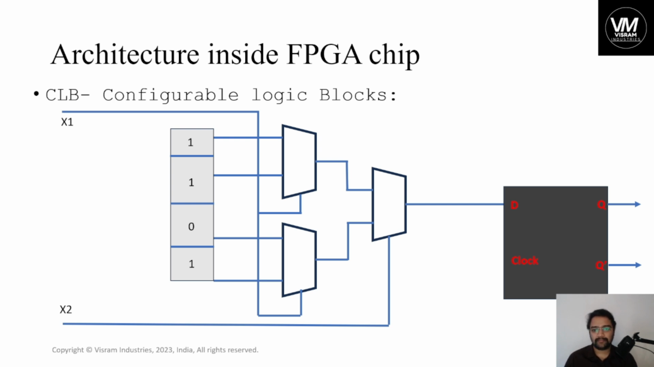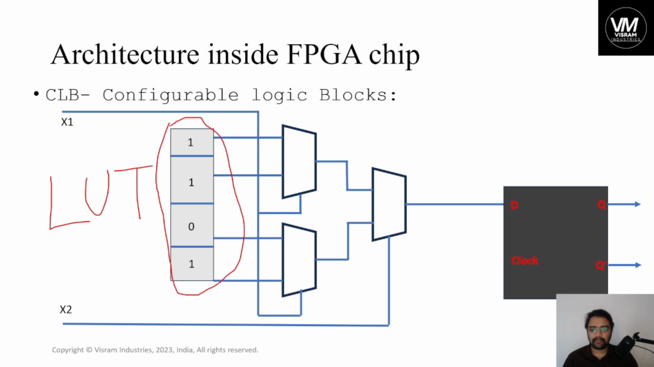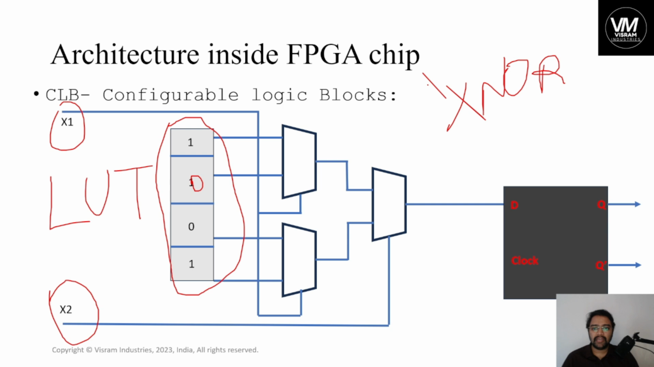And now the architecture inside the FPGA chip. Let us go deep into the components of the FPGA chip. We have a block called the CLB, configurable logic block. Let me explain. This is the lookup table, with random inputs 1 1 and 0 0, and these are the ports x1 and x2. If the outputs are 1 0 0 1, that is the XNOR application. And you also know, if you have 0 1 1 0, that is the XOR application.